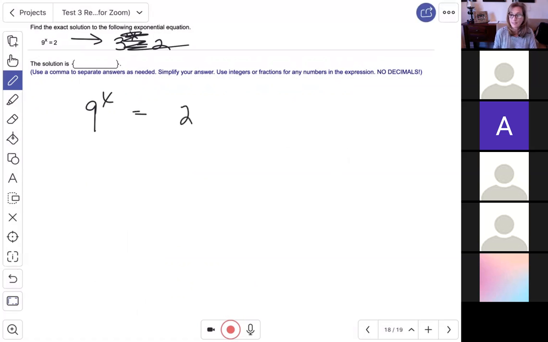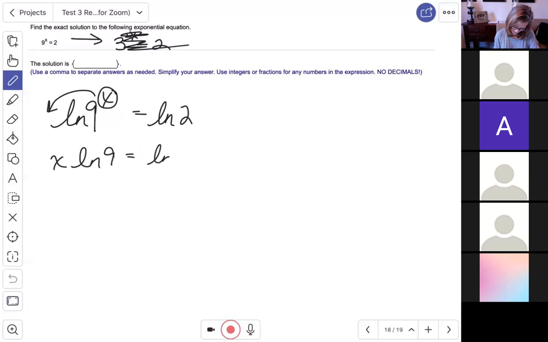And here they don't specify which one. You're welcome to do either. I'm going to take the natural log of both sides. You're welcome to do the log if you want to. That's perfectly fine. You just have to stick with the same one. I do natural log. Once you do that, this X comes down in front. One last step. Remember, natural log of 9 is just a number. It's a decimal. You can divide out both sides. And those cross out. So X equals this.